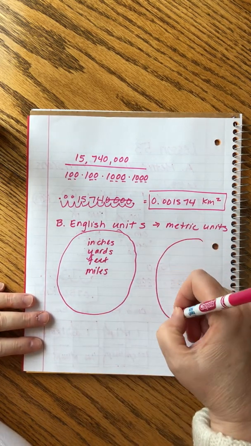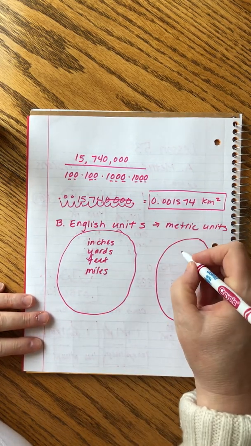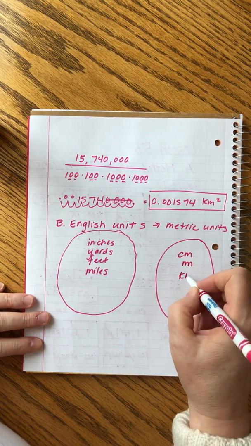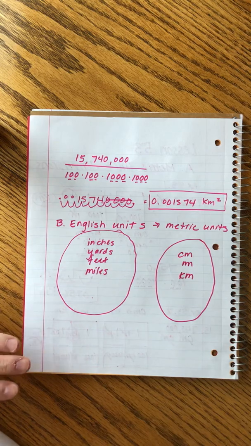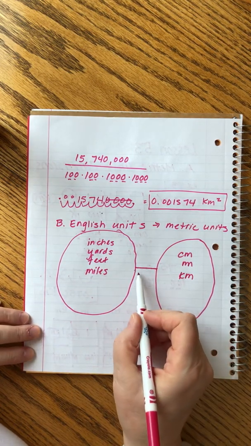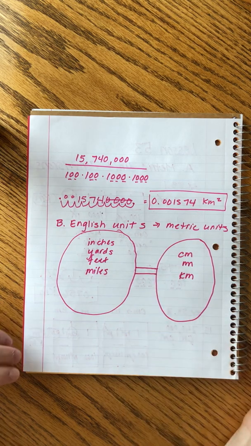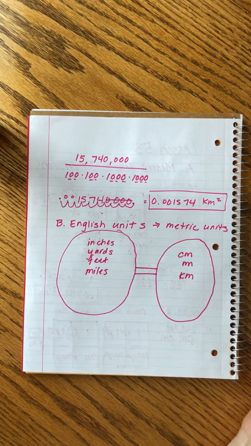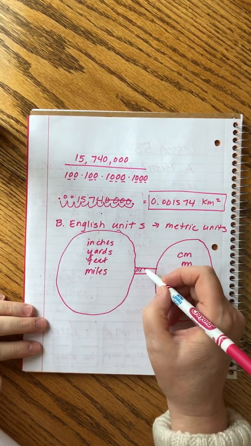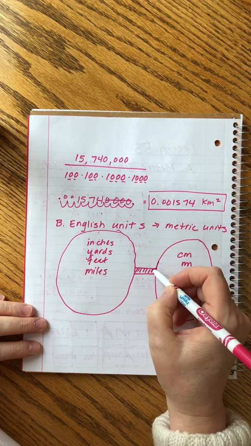And then over here in the metric world, we have centimeters and meters. Kilometers. Those are the ones we've been talking about the most. There is one portal, one way to link those two worlds. There really isn't, but that's what I want you to imagine. There's one link. This is a tunnel that we can crawl through to get from one world to the other.